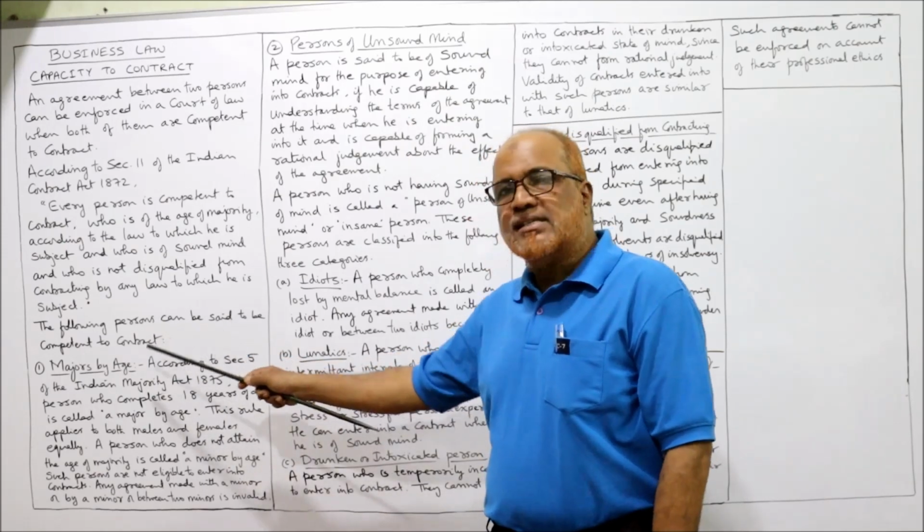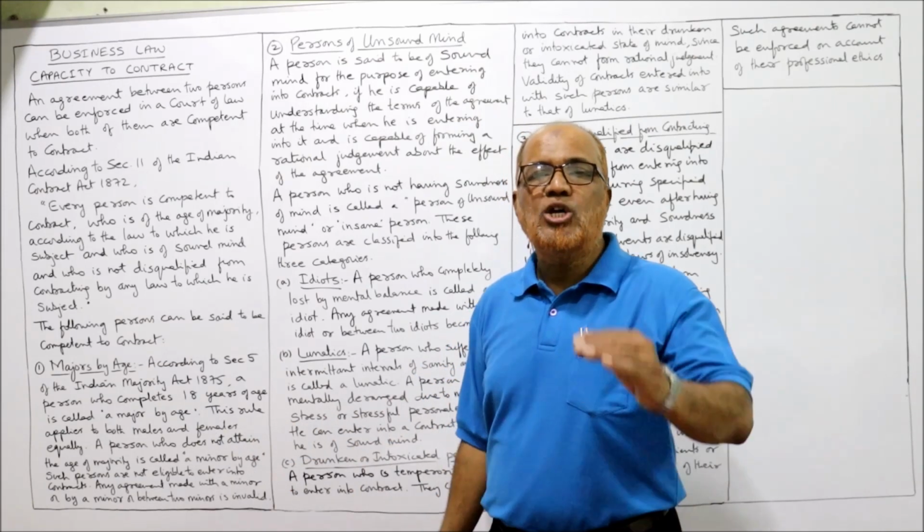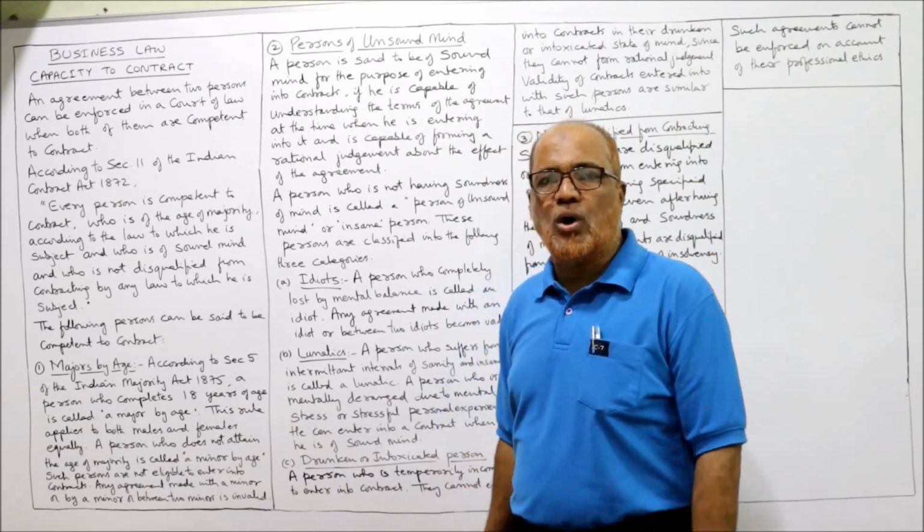So the following persons can be said to be competent. First one, competent, major by age. He should cross 18 years of age.